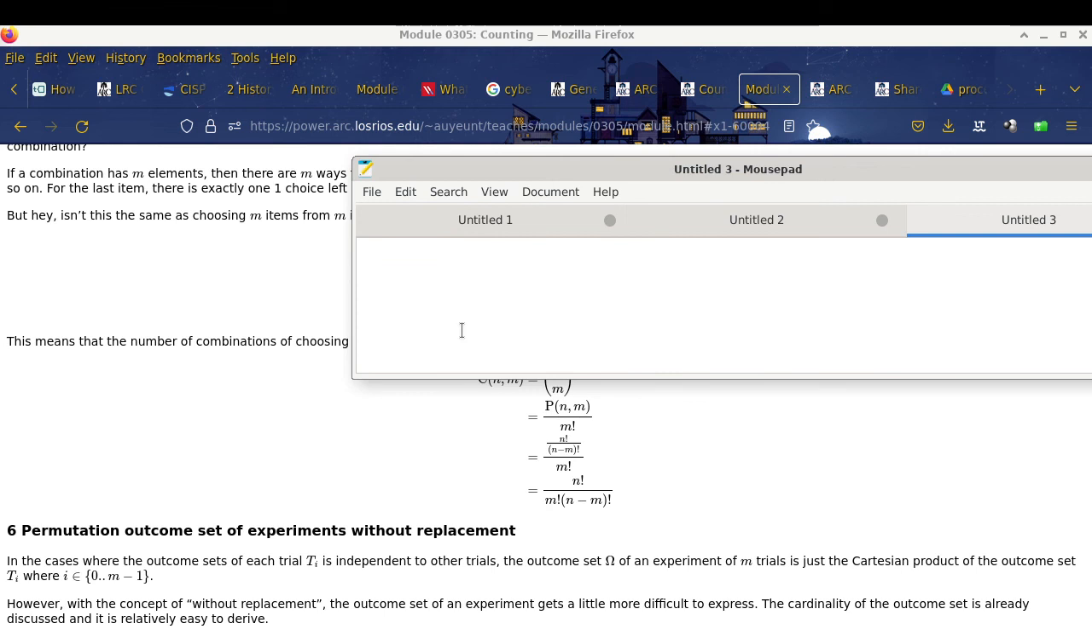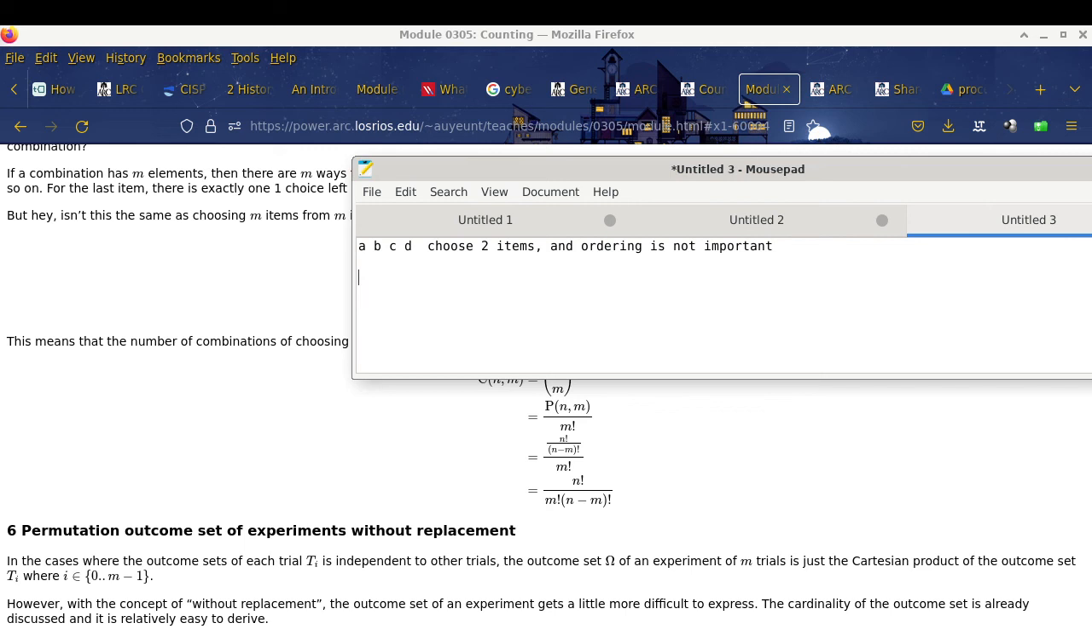So let's just say that we have 4 items: A, B, C, D. I want to choose 2 items, and ordering is not important. In other words, I'm trying to figure out the number of ways to choose 2 items out of 4, and ordering is not important. Are we good so far?